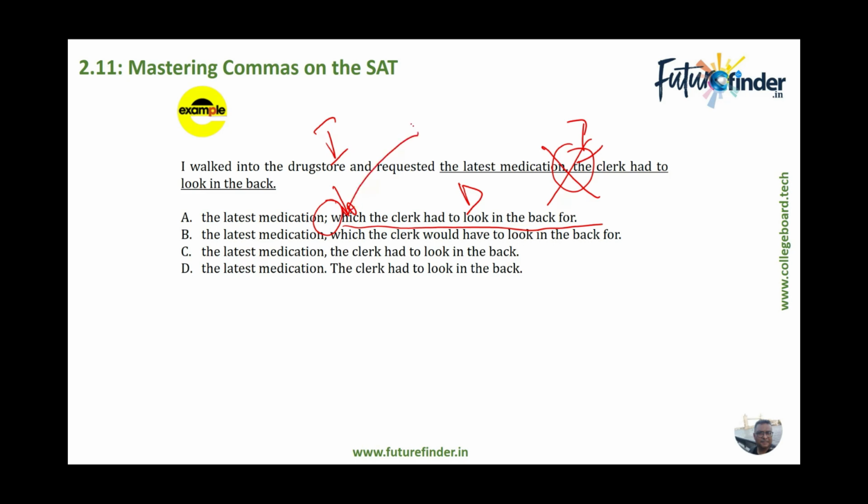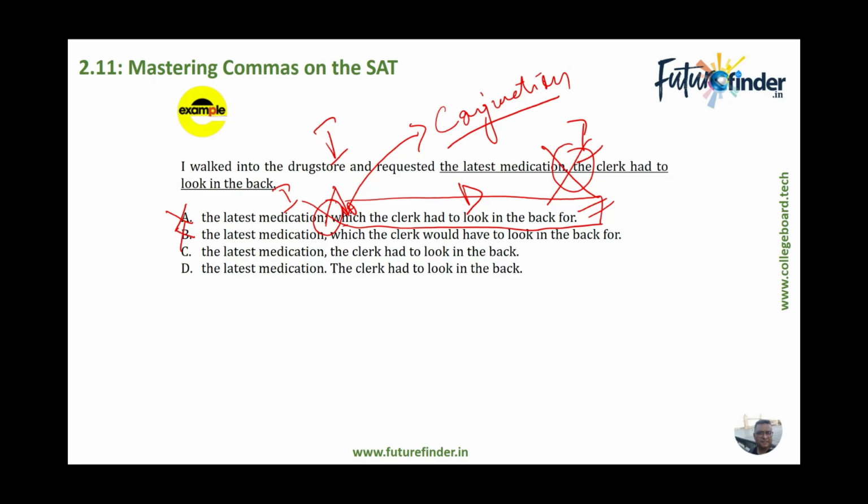Obviously, you can understand that this is a conjunction. Hence, we have used this conjunction to turn the second part into a dependent clause, and hence a semicolon will be incorrect, because now this is a dependent clause and this is an independent clause, and a semicolon cannot work between an independent and a dependent clause. So A is definitely not the correct answer. The latest medication, comma, which the clerk would have to look. This is grammatically incorrect, so definitely B is incorrect.